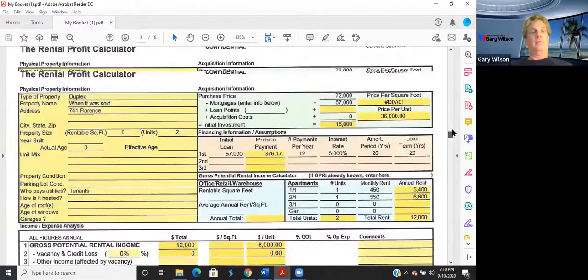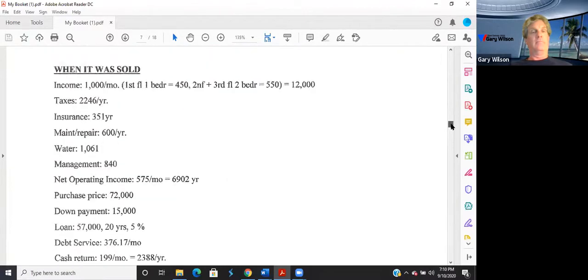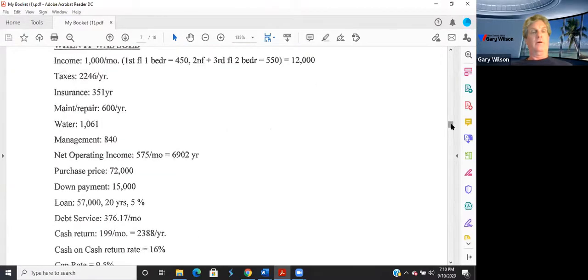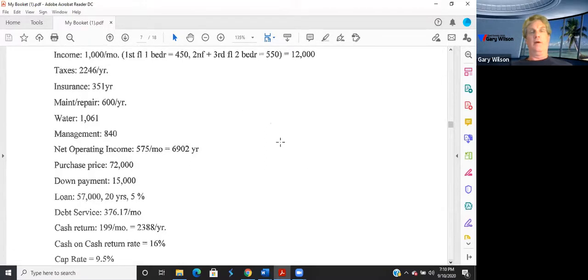Whoops, sorry, it's back up here, going the wrong way. Okay, let me go down just a wee bit further. Okay, here we go. So we plug in the rents up here on a monthly basis. We calculate the annual rent flow coming in, cash flow coming in, that's gross. We put in the taxes.